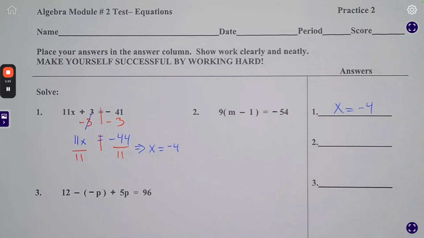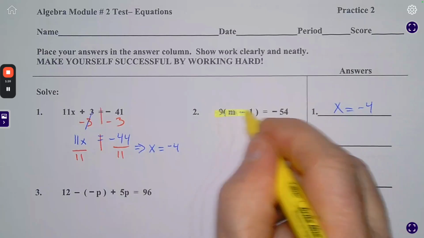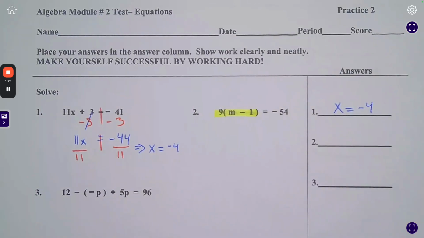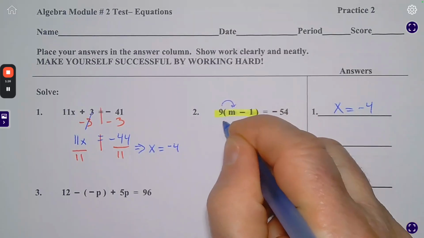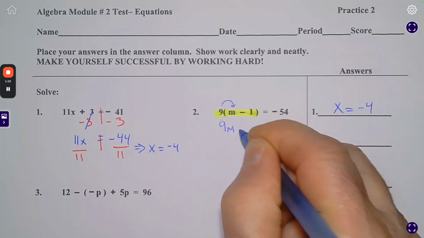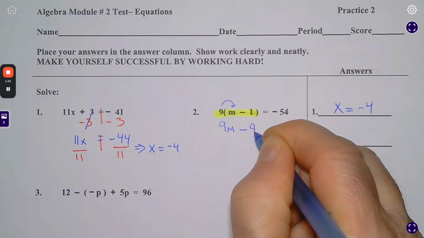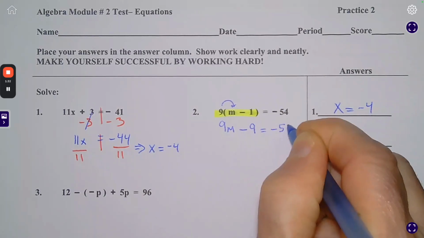Notice on the left-hand side, we got that thing called distribution. So I'm going to go ahead and highlight that for you. Distribute that 9 through. 9 times m is 9m. Positive times a negative is a negative, and 9 times 1 is 9. That equals a whole lot of negative 54.